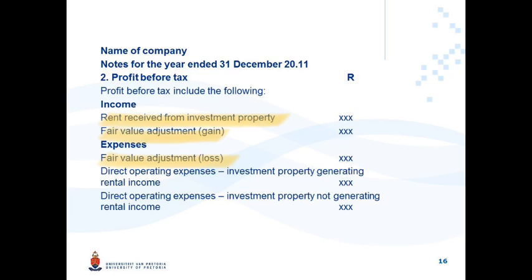A further specific requirement in IAS 40 is to disclose direct operating expenses relating to your investment property. These have to be further distinguished as follows: direct operating expenses relating to investment property generating rental income, or direct operating expenses relating to investment property not generating rental income. These amounts are usually given in a question, and it is expected from you to know the way in which it has to be disclosed separately.